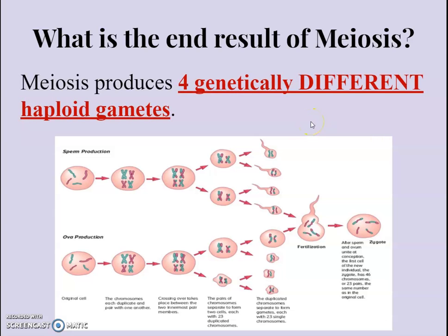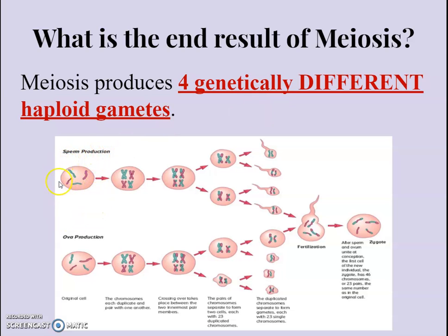What is the end result of meiosis? Meiosis produces 4 genetically different haploid gametes. And so this is the opposite of what mitosis does, right? Mitosis only creates 2, and they're going to be genetically identical with a full set of chromosomes. So they would be considered diploid. But meiosis will have 4 genetically different cells in the end, and they're also going to be haploid, which means they have half of the DNA as the original.